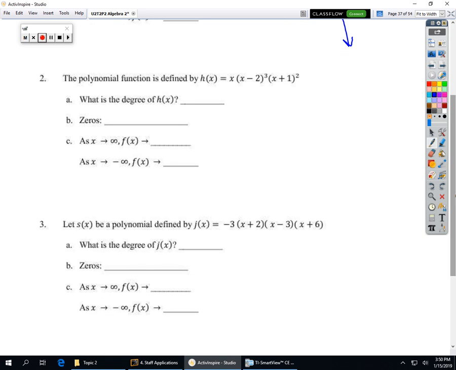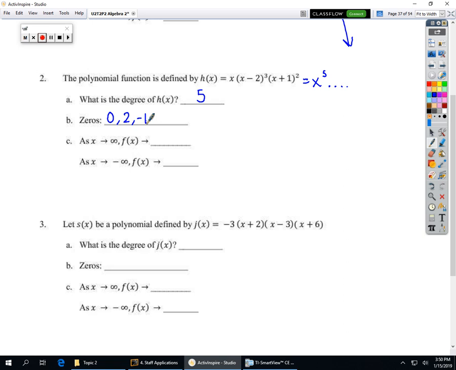All right, number 2, the polynomial function is defined by h of x. First, finding the degree, well, I got 1x, 3 x's, 2 x's, which means at the end I've got 1, 2, 3, 4, 5. You're going to get x to the 5th and a bunch of other stuff. I don't care about the other stuff. I only care about this. My degree is going to be 5. To get the zeros, you look at each of the factors. My first factor is x. That means I have a zero of 0. Second factor is x minus 2, which means I have a zero of 2. Plus 1, which means I got a minus 1.